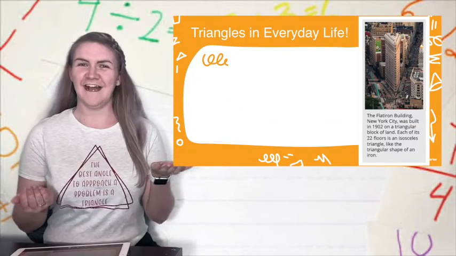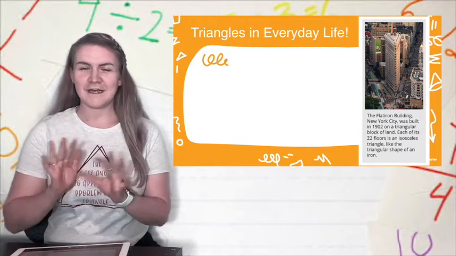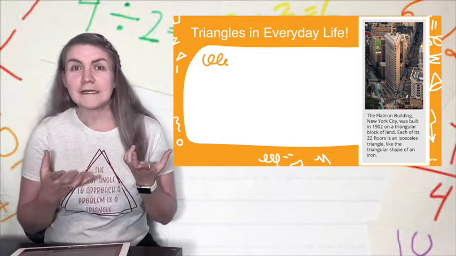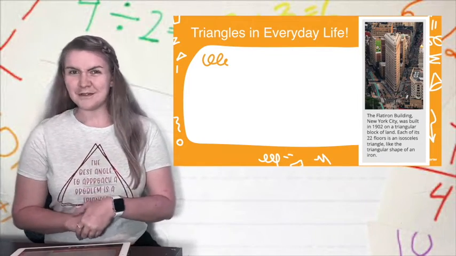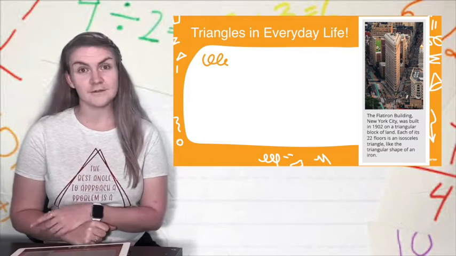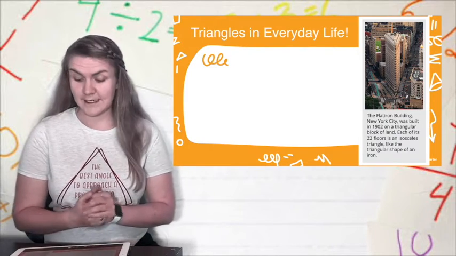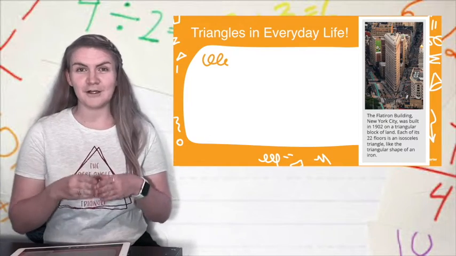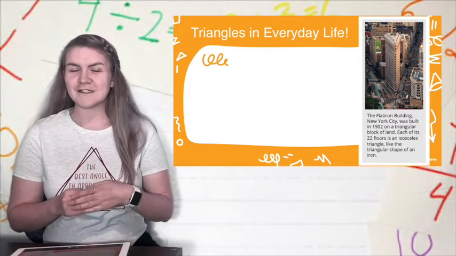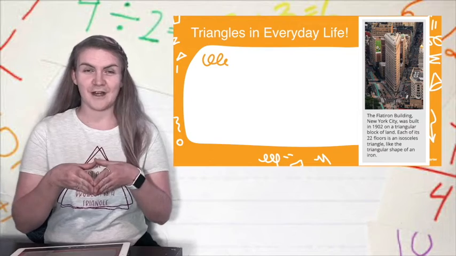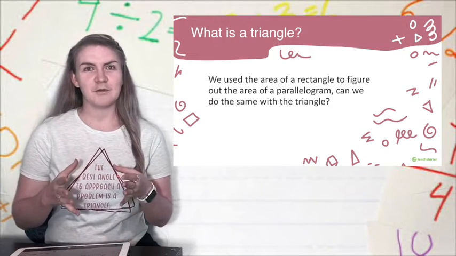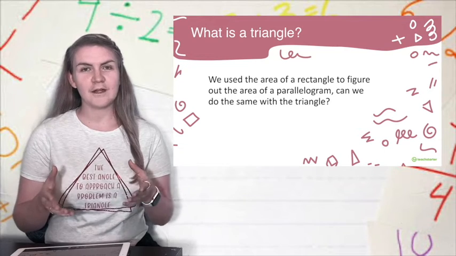Triangles in everyday life. I'm sure you can think of many examples of triangles in everyday life, right down to Doritos. But here's a really cool example in buildings. The Flatiron building in New York City was built in 1902 on a triangular block of land. Each of its 22 floors is an isosceles triangle that kind of looks like an iron. So now we're going to explore how to find the area of a triangle.